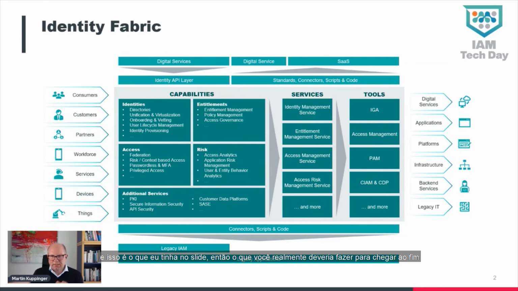And this is what I had on that slide. So what you really should do to come to an end: sit down, step back, and look at what you have, and maybe compare it with this graphic and say, how can I go there? How can I move there? As I've said, this is just a high-level perspective. You can look at our additional research. We have an extensive amount of research around these and related themes. So just have a look at what we are doing here.